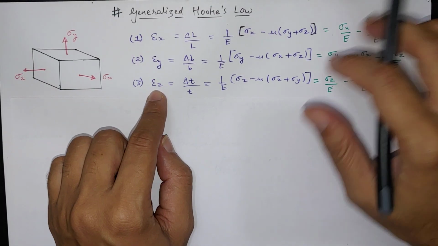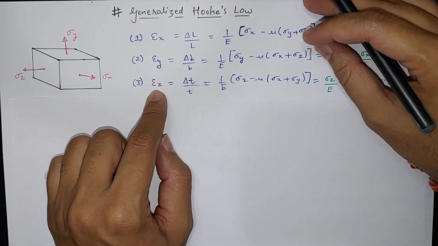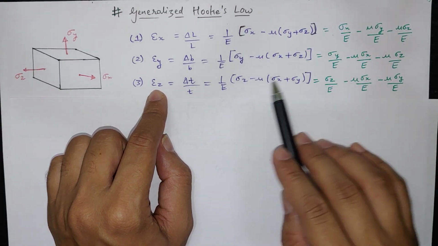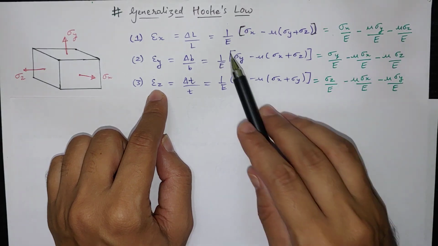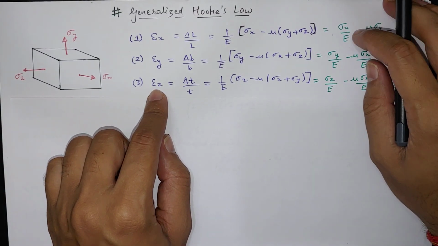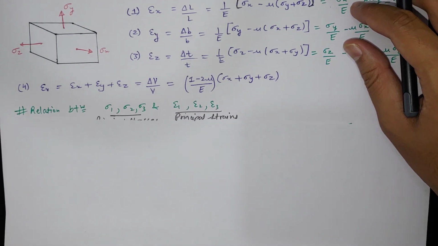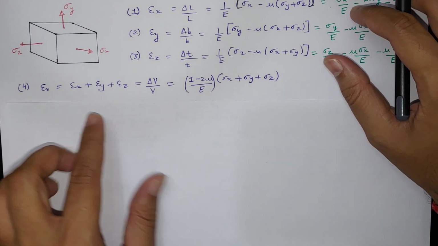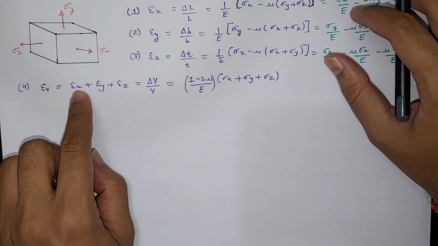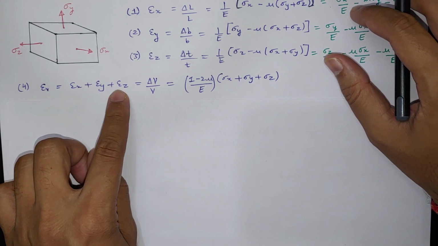So this is how we find strain in different directions, and change in length upon length in all three directions we can find. And these formulas are simply, if we take E common and then mu common from both these terms, this is how we can write generalized Hooke's law. Now we'll look at volumetric strain. So volumetric strain will be the summation of the strain in three different directions: epsilon x, epsilon y, epsilon z.